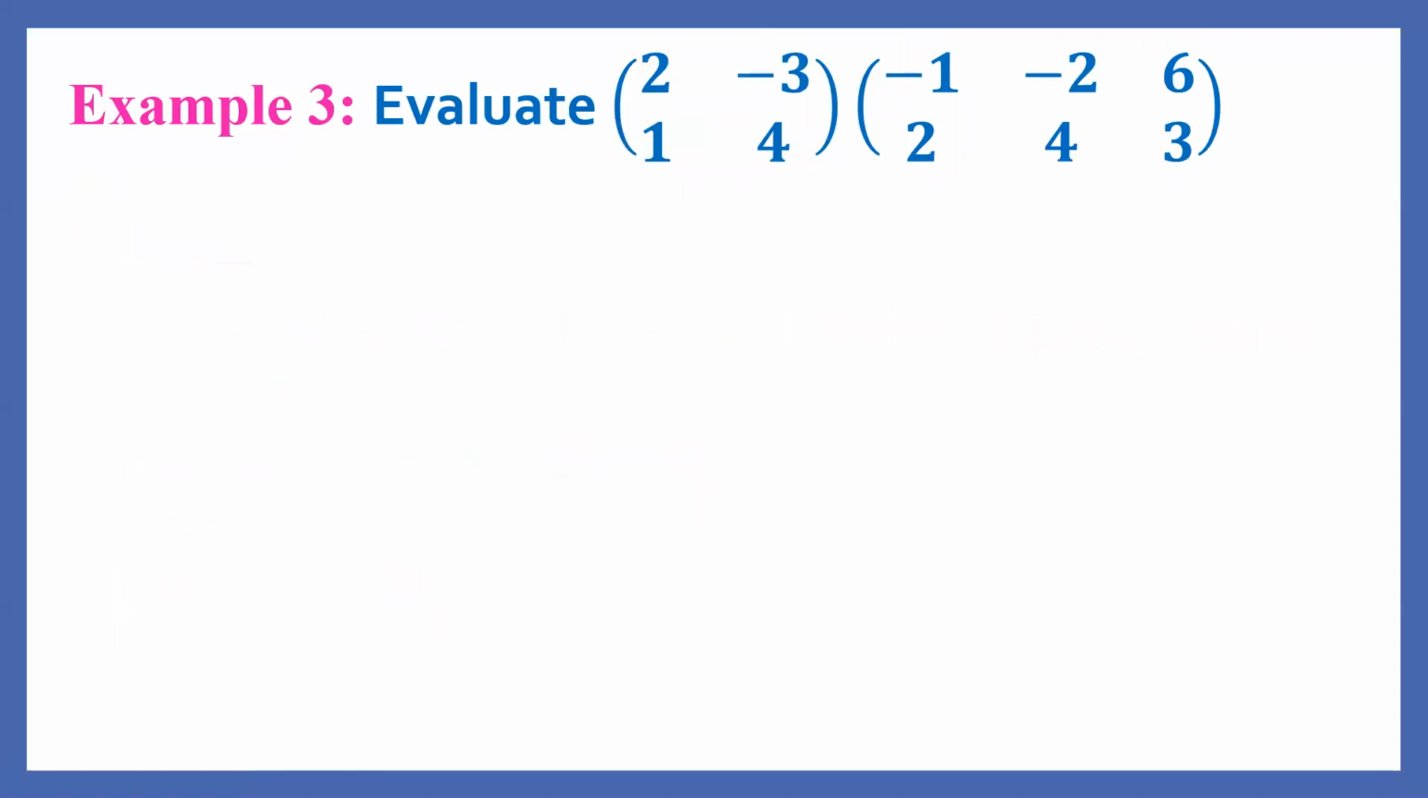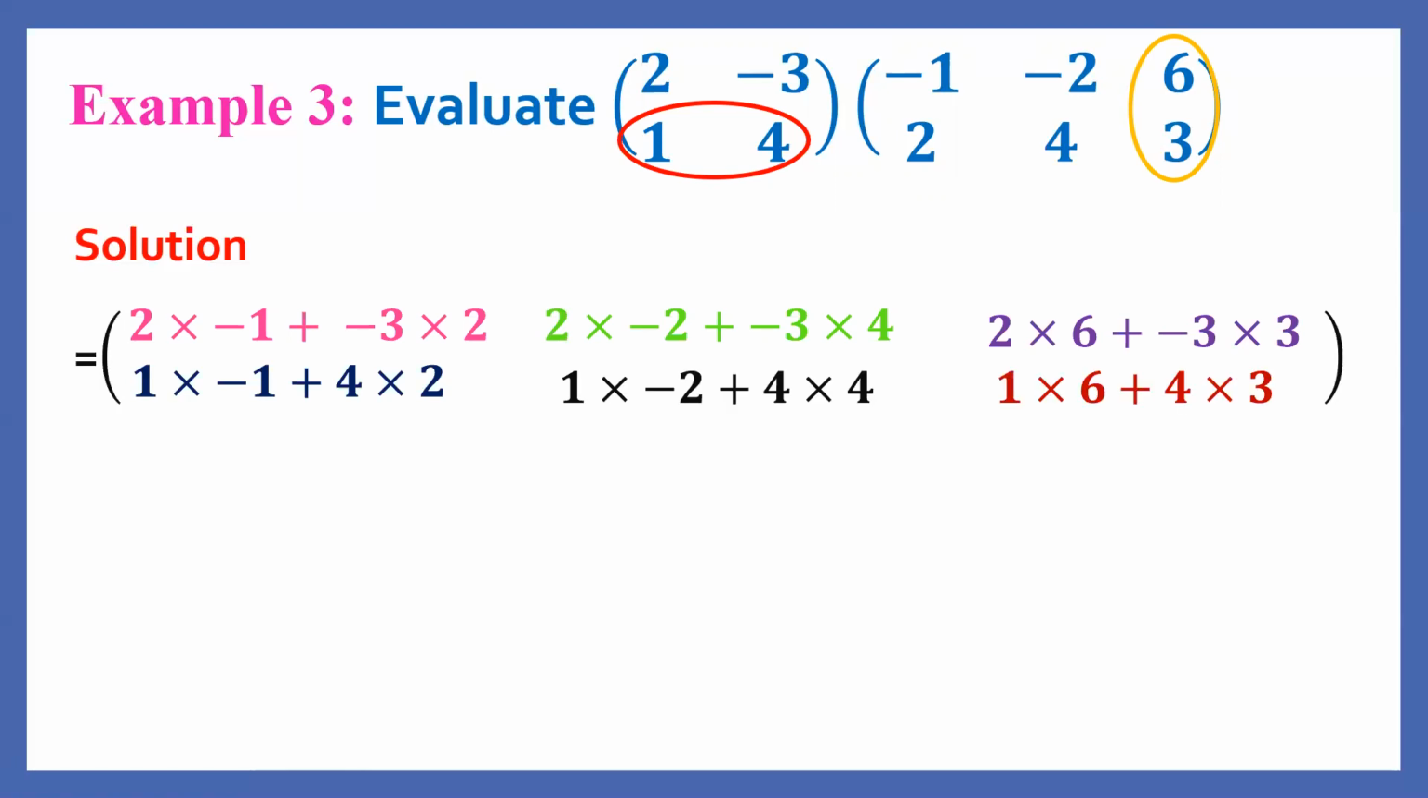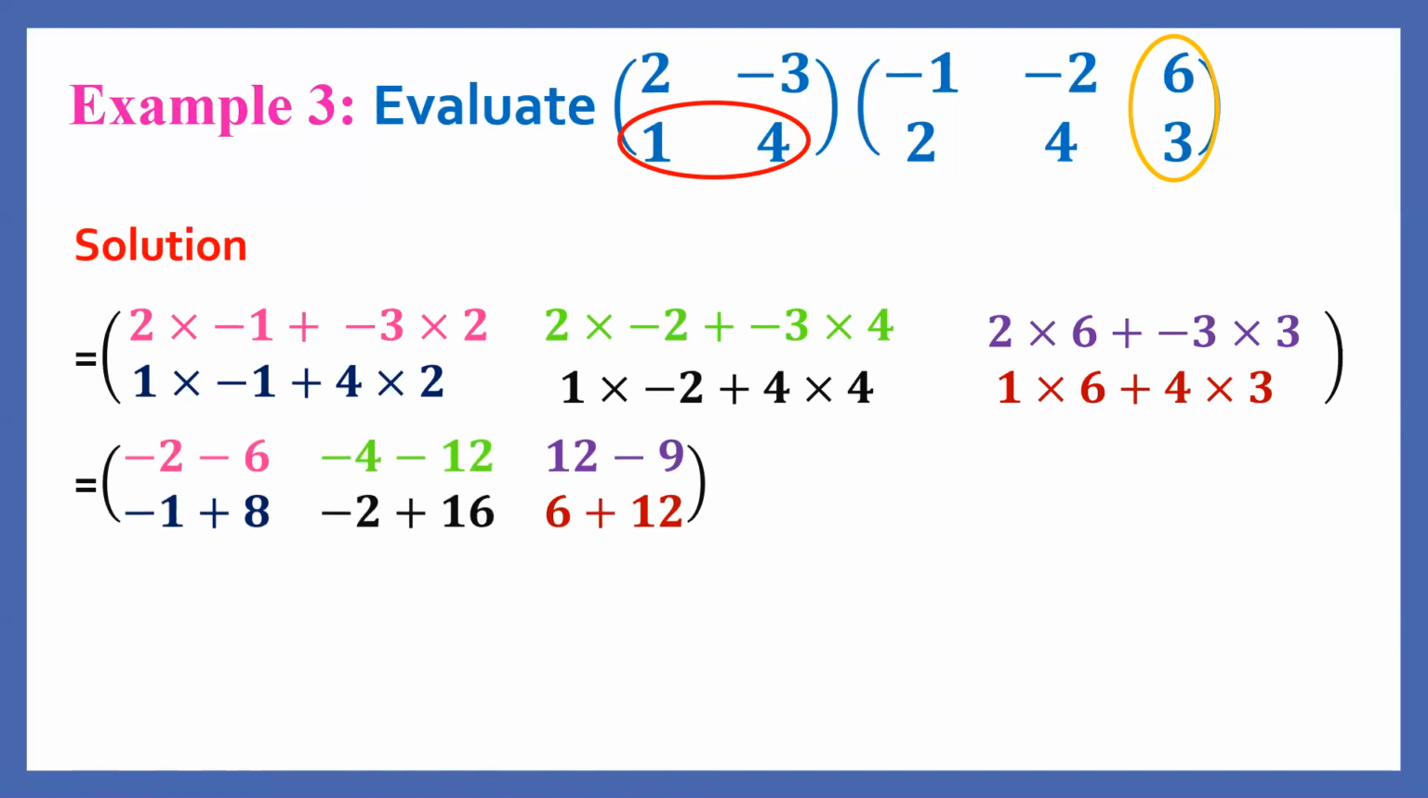Finally, I multiply the second row by the third column. Second row, third column. So I will have 1 times 6 plus 4 times 3. And simplifying, I will have 6 plus 12, which is 18. So this is the final answer. I have a 2 by 3 matrix. 2 rows, 3 columns.